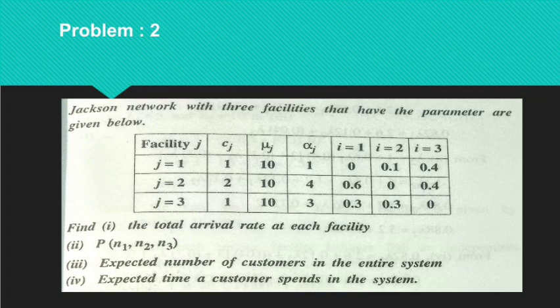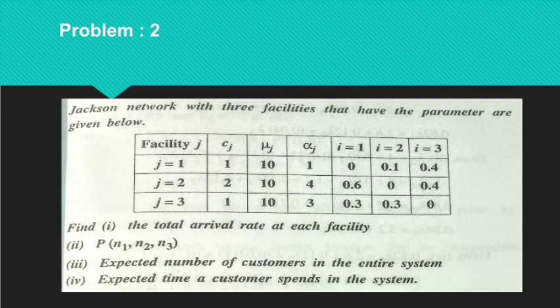Now to find the total arrival rate at each facility, so we have to find lambda 1, lambda 2, lambda 3, and we have to find the joint probability P of n1, n2, n3. Third one, expected number of customers in the entire system. So LS we have to find, again WS we have to find.